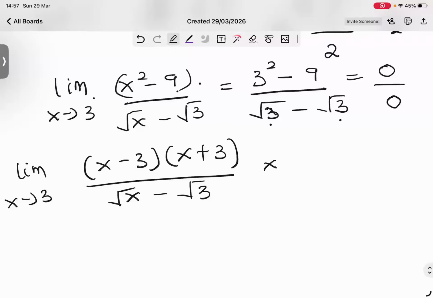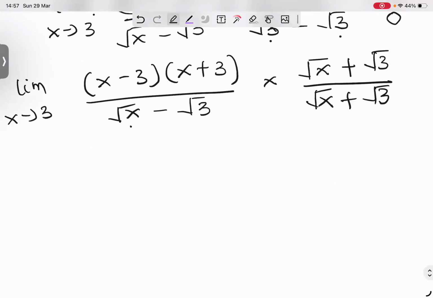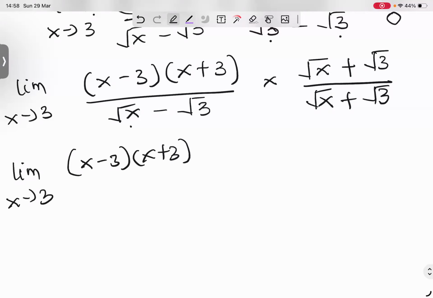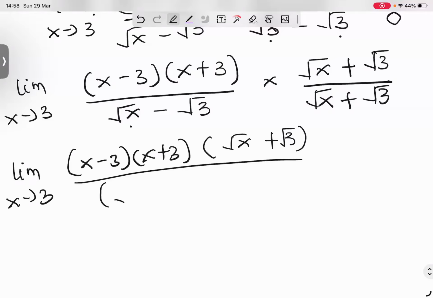So here I have times the conjugate of square root of x minus square root of 3, which is square root of x plus square root of 3. Whatever you do to the top, you have to do the same thing to the bottom: square root of x plus square root of 3. So we put together the numerators, which is x minus 3, x plus 3, then square root of x plus square root of 3, divided by, put together the bottom, square root of x minus square root of 3 times square root of x plus square root of 3.